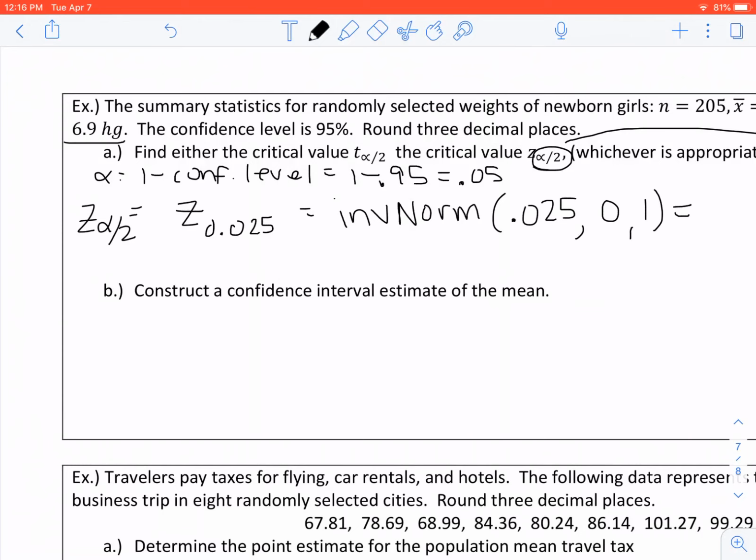The next part says to construct a confidence interval for the mean. So again, because we do know our standard deviation for the population, which is sigma, we're going to use, and for me it was number 7, which was z interval. And so go ahead and see if you guys can try this problem on your own.